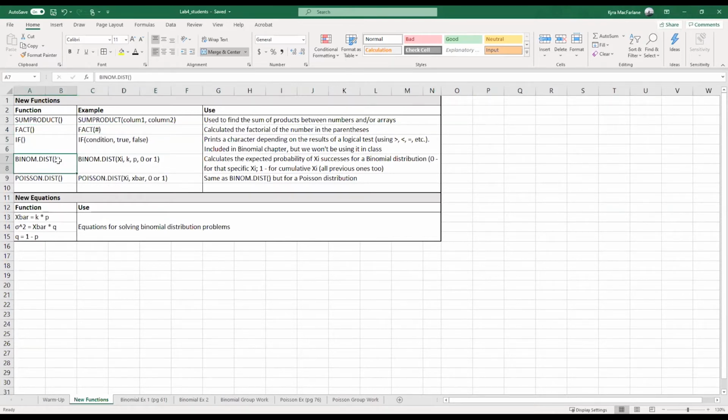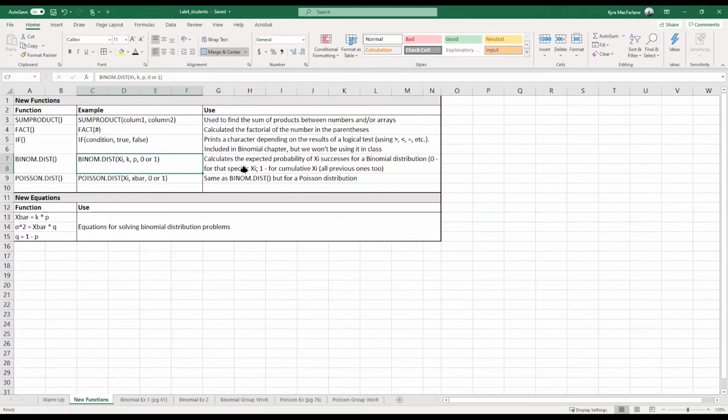We're going to really focus on using the BINOM.DIST and POISSON.DIST functions. So what goes into the binomial distribution function is our xi or r, right? They're the same thing. So it's the number of successes, then our total number of trials per sample, our probability of success, and then a 0 or a 1 as this final term. A 0 gives you the probability for that specific xi or r, that specific number of successes.